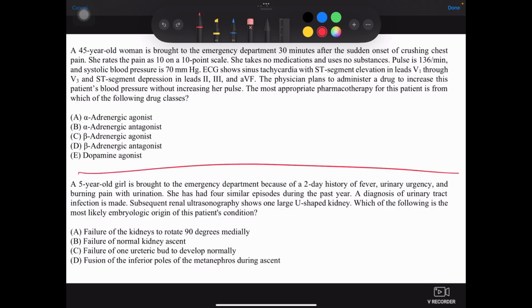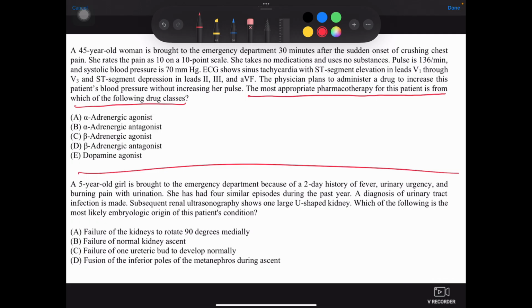Let's move on. The most appropriate pharmacotherapy for this patient is from which of the following classes of drug? Okay, so they have not given you drugs, they have given you the classes. I think they have tried to make it a second order question by this.